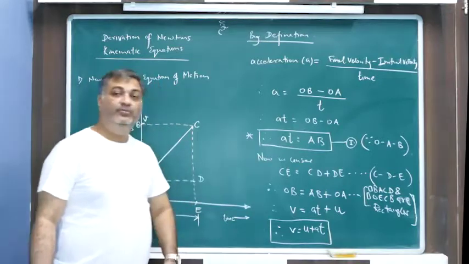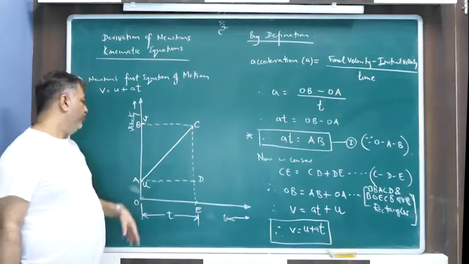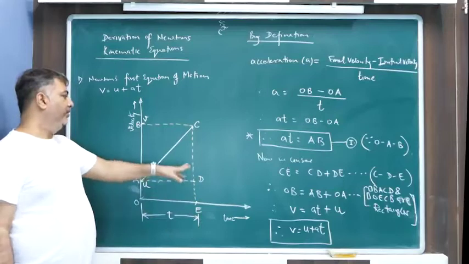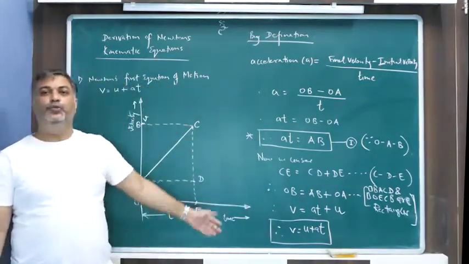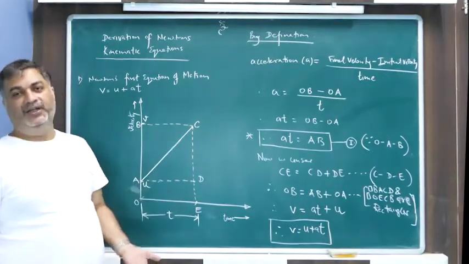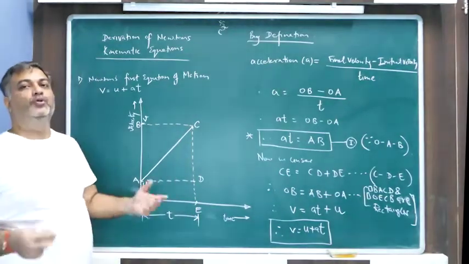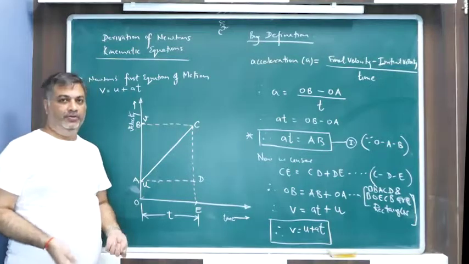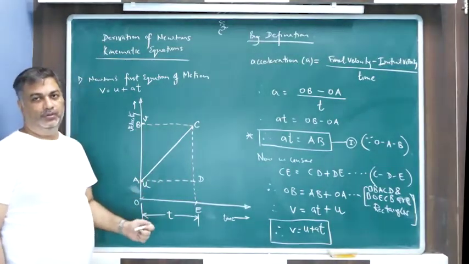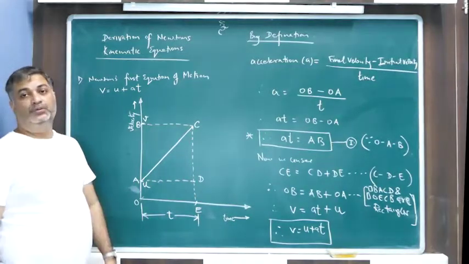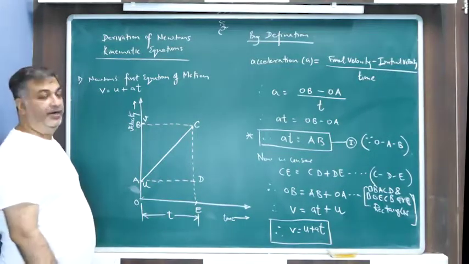So what is CE now? CE is OB. What is OB? V. What is AB? AT. And what is OA? U. So V is equal to AB plus U, AT plus U. Meaning V is equal to U plus AT. That is how the first derivation gets over. Now we go to derivation number 2.